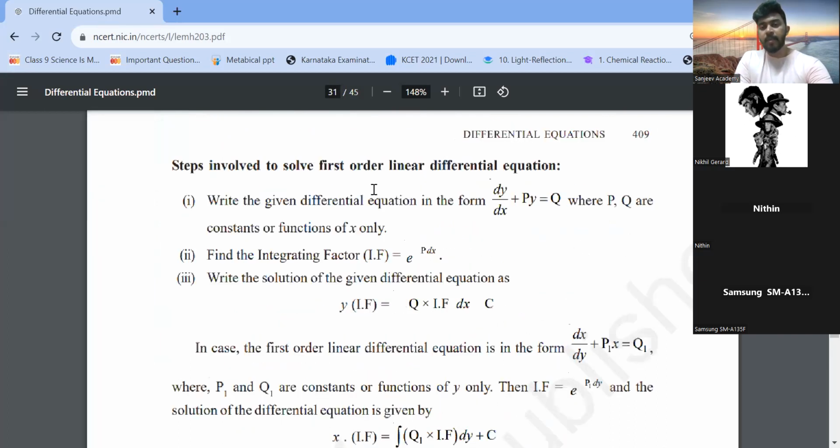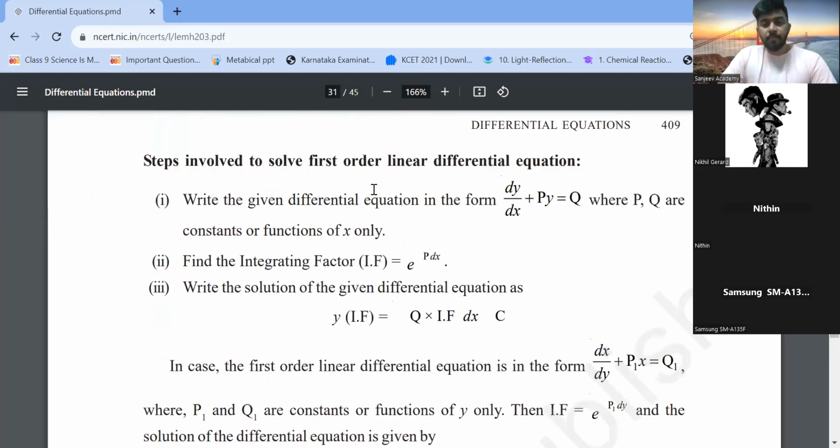See, you can see here, we have to follow three simple steps. The first step should be seeing the question very carefully. And see the format is dy by dx plus py is equal to q. If it is not in this format, we have to bring it to the format. Second step is integrating factor. IF is equal to e power integral p dot dx. Not e power p dot dx, e power integral p dot dx.